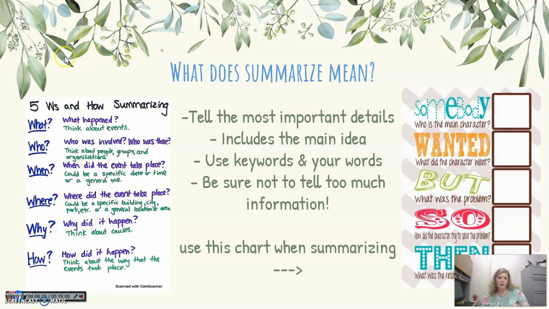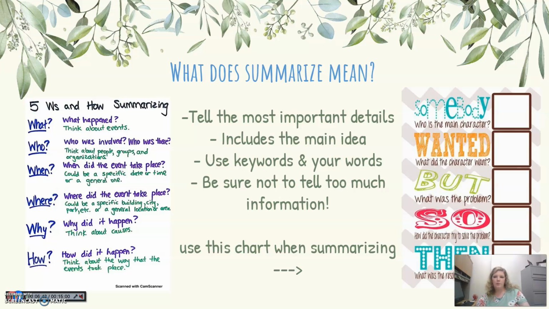So here's a couple questions you can ask yourself when you're summarizing. What happened? Who was involved? Who was there? When did the event take place? Where did the event take place? Why did it happen? And how did it happen? And then there's also this chart over here, and you have access to that as well. Somebody wanted, but so then.